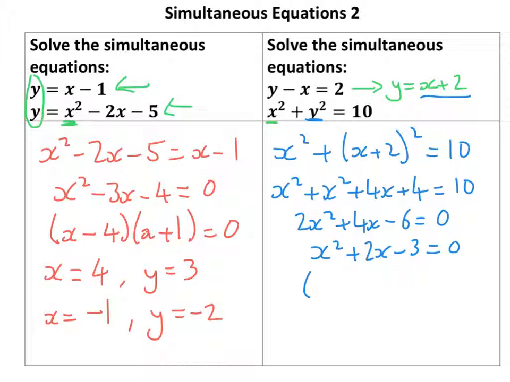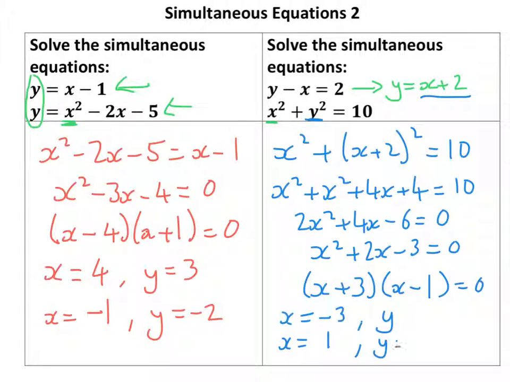Now if it won't factorise, you might have to use the quadratic formula or complete the square, whichever one you're more comfortable with. The clue will be in the question. It'll say give your answers to 3 significant figures or something like that. So here we go. So we've got (x ) (x ) equals 0. Now, two numbers multiply to make minus 3 and add to make 2, so it's plus 3 and minus 1. So x in the first bracket I get minus 3, and in the second bracket I get 1.